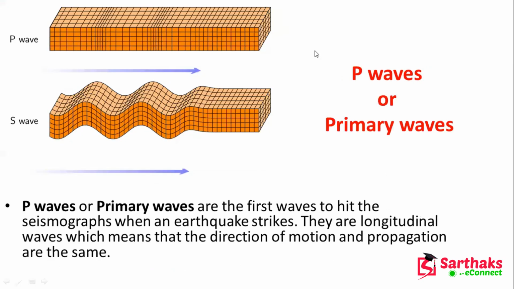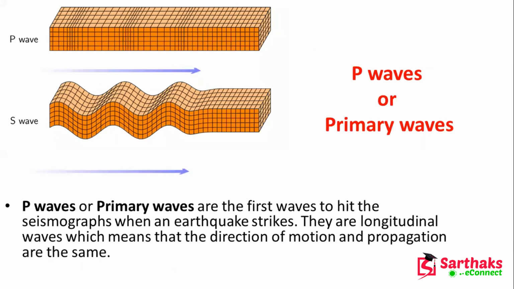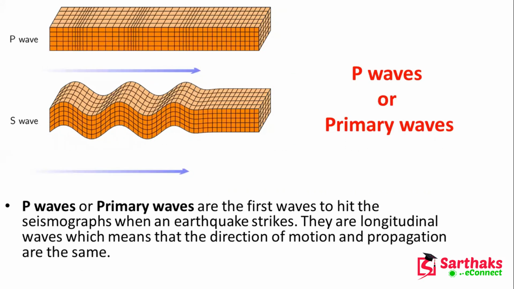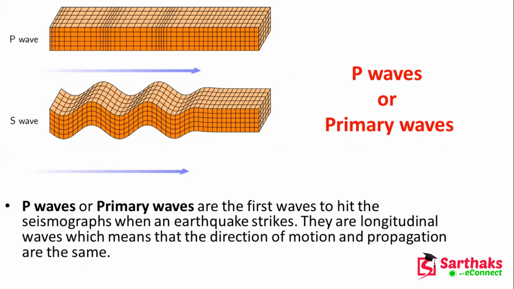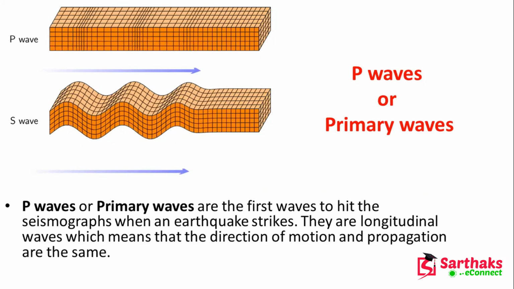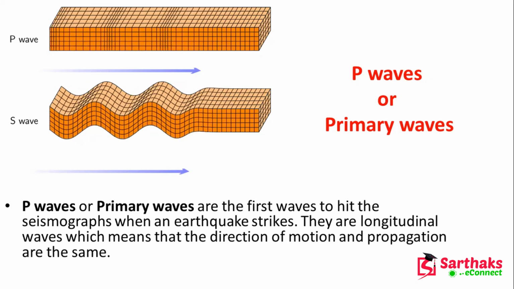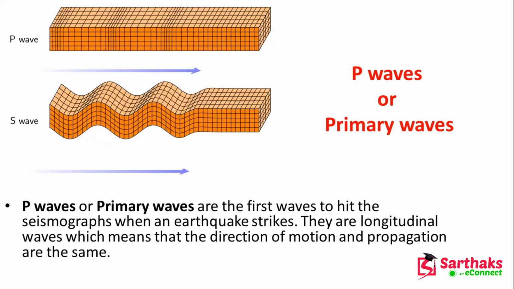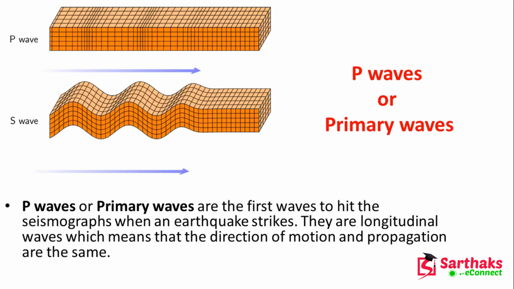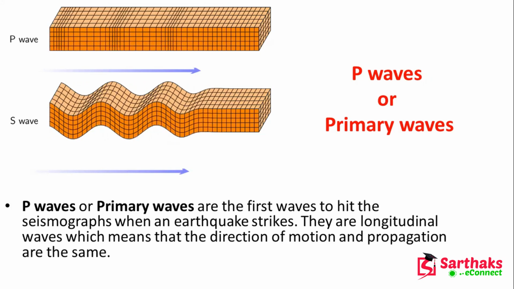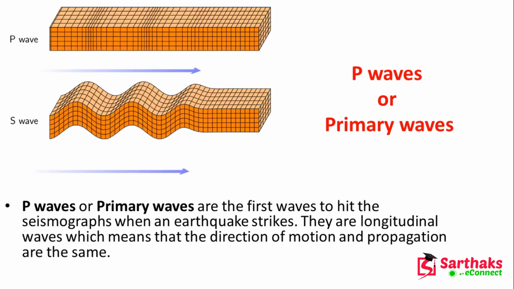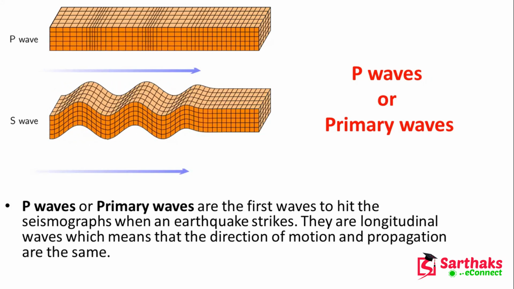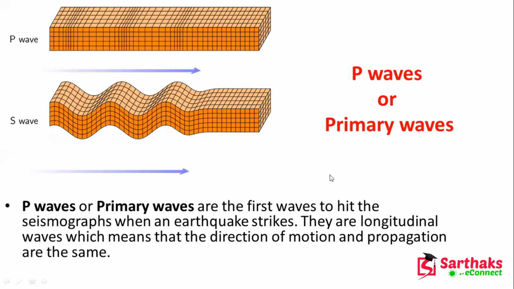Now the P waves. Here I have shown both so that it is very clear. The P waves are the primary waves, the first waves to hit the seismographs when an earthquake strikes. Here you can see that in the P waves you have some compression and some normal condition. They are longitudinal waves.